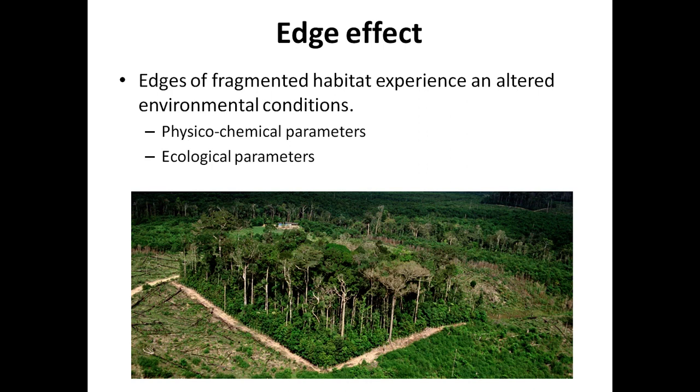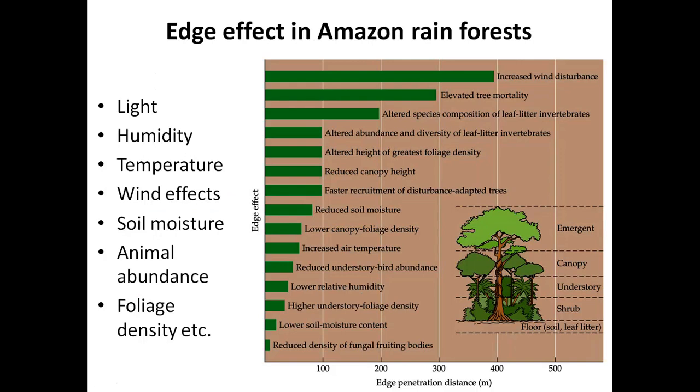And in this picture you can see an experimental fragmentation project. Once people were logging in Panama, they made some experimental fragments, so they could study the impact of fragmentation. And look at this edge. This is the natural habitat and this is the edge. This edge is strikingly different from the interior habitat, and let's see how. And they did some studies in Amazon to learn about the impacts of fragmentation.